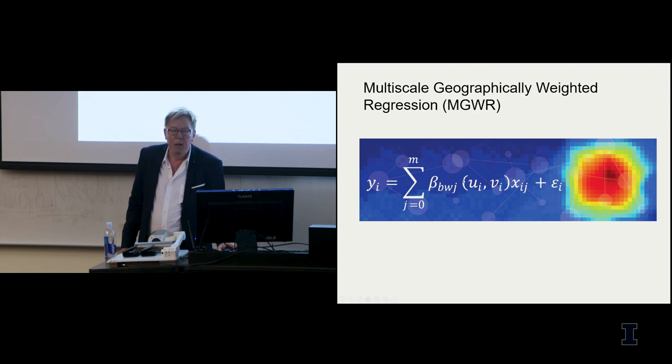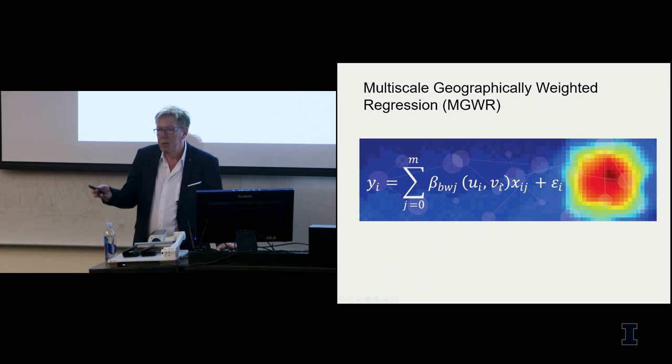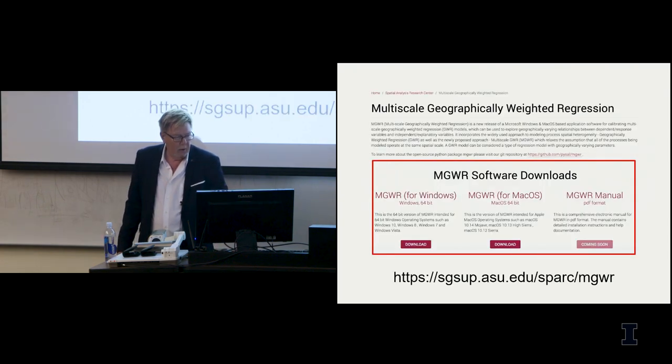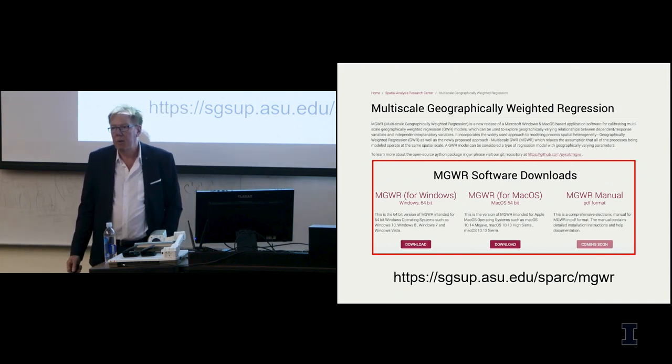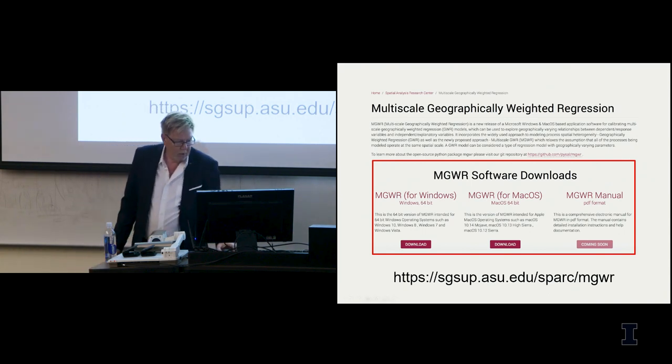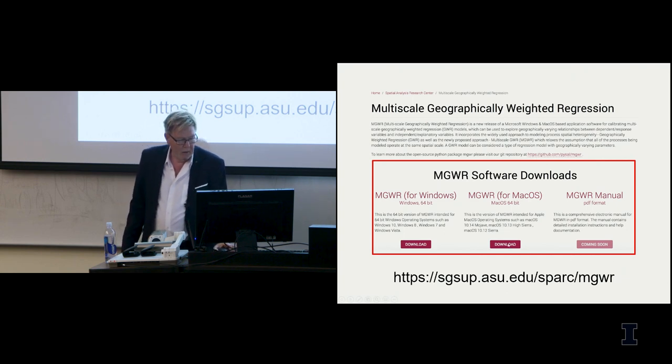So not only do we get location-specific parameter estimates, which is going to be interesting to look at, the data behind the average, but we also get a measure of the bandwidth for each process, which tells us something about the geographic scale at which that process or those processes are taking place. You can download the software for free. It's not something we've written overnight. It's a product of about 20 years of work, so it's fairly robust. It's incredibly flexible in that we've run it with over 1 million data points, which is quite incredible. You can download it for either Windows or Mac there.